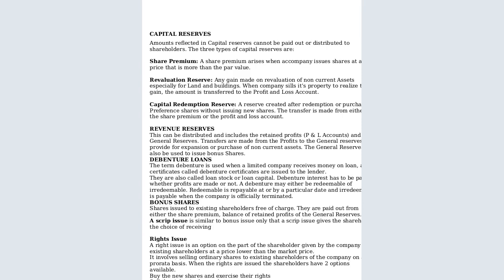So share premium, just note it is money that arises when a company sells shares at a price that is higher than the par value. Then the next one we have is revaluation of reserve.